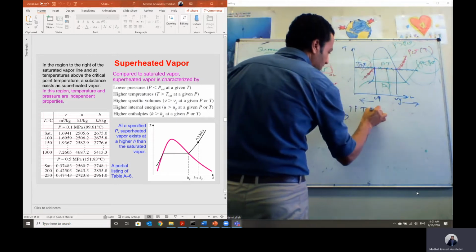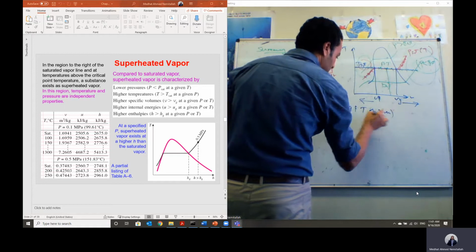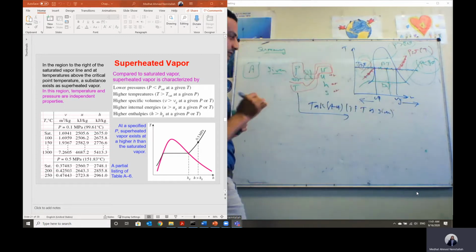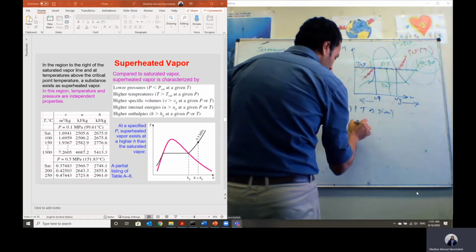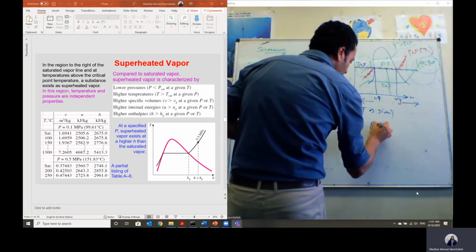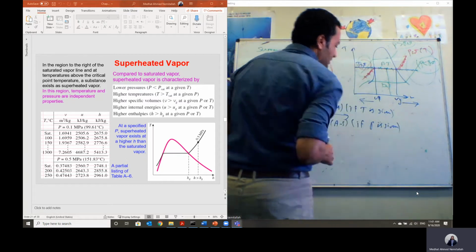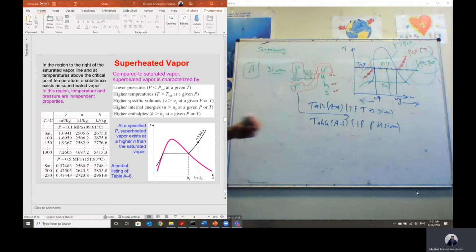Table A4 if T is given. So if the temperature is given, I will be using table A4, or I will be using table A5 in case the pressure is given. Okay? But in this case, either table A4 or A5, if pressure or temperature is given.